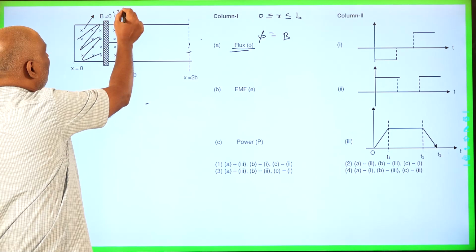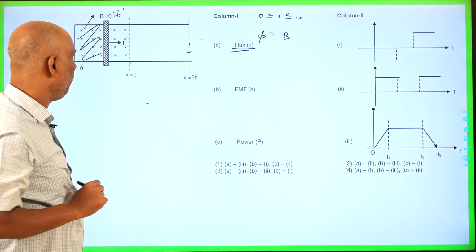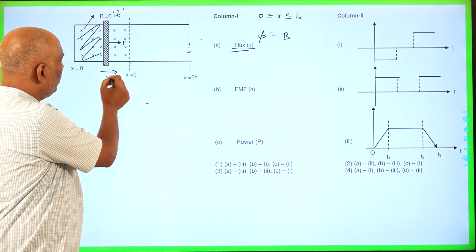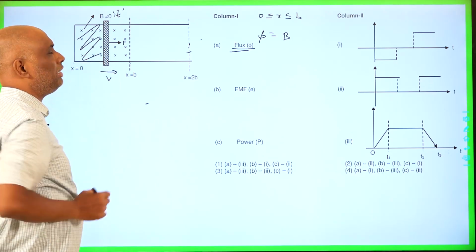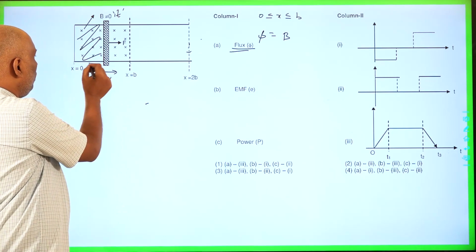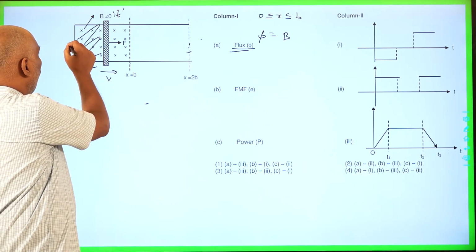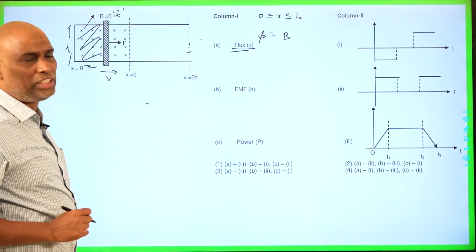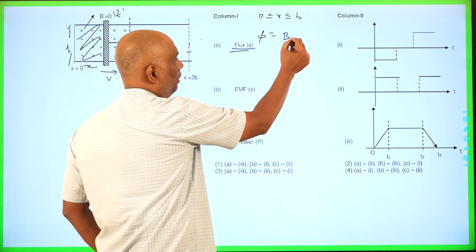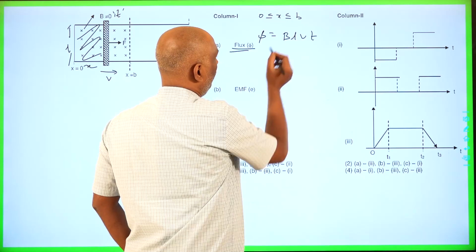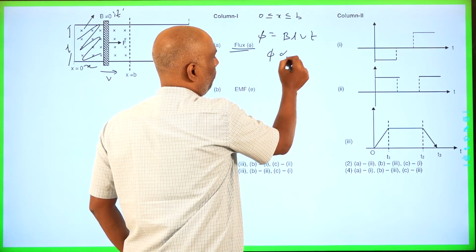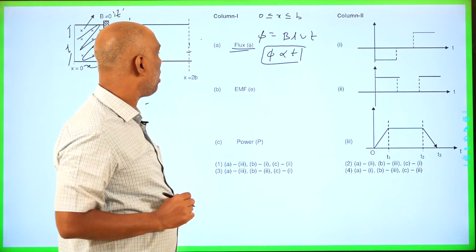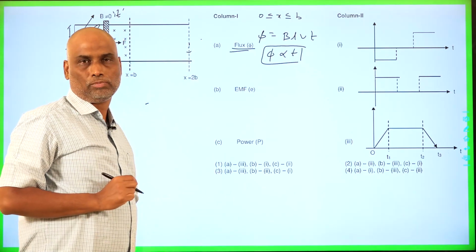Let us imagine that this is the rod at an instant of time t. If it is moving with a constant speed v, then the area enclosed, if this distance is x and the length of the rod is L, then x will become equal to vt, so the area will become L into vt. So you can see that the flux is proportional to time for a while. Till when? Till the rod reaches the point x equal to B.